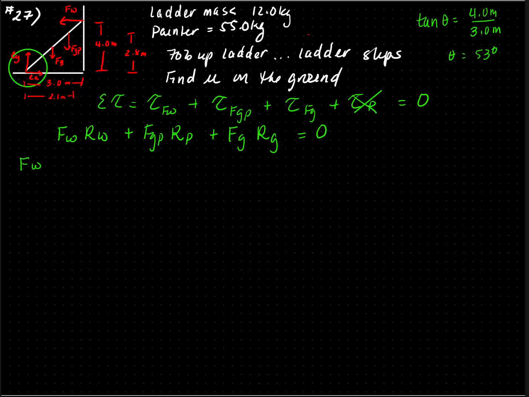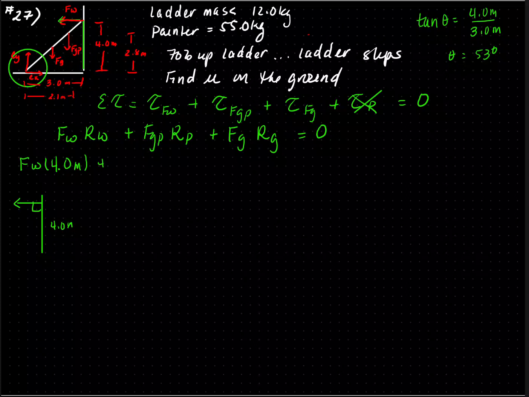Rw has to be perpendicular to it. Since Fw goes across like this, perpendicular to it is right here. So Fw is going in that direction. Perpendicular to it is the height, and that was 4 meters. So that means the distance is 4 meters.